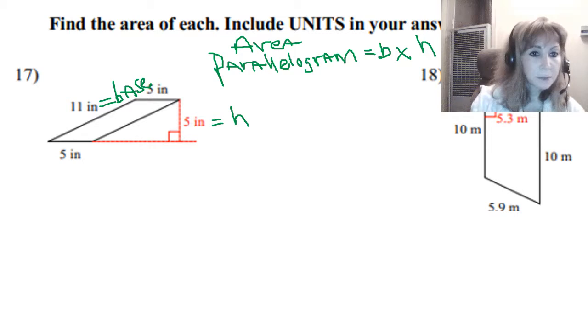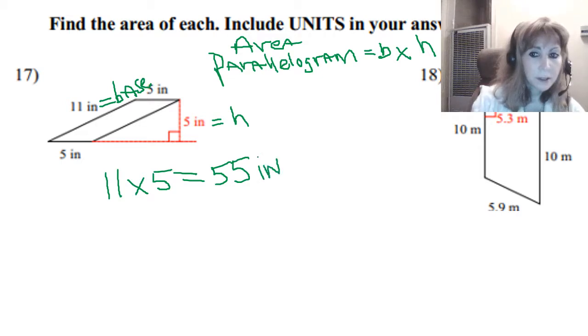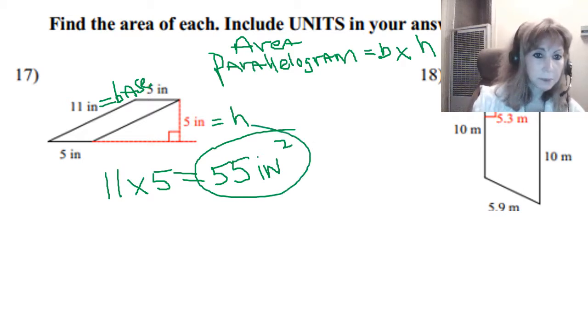Actually, to be honest with you, yeah, that would be your height, and the base would be 11. So it's 11 times 5 is 55 inches squared. And this, as you can see, usually, like I said, it's perpendicular. See, these were the same. Perpendicular with the height is usually opposite. I mean the base.